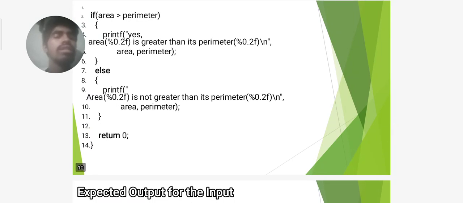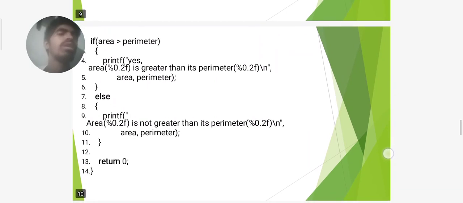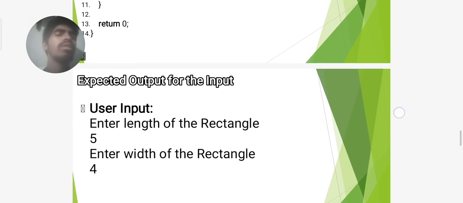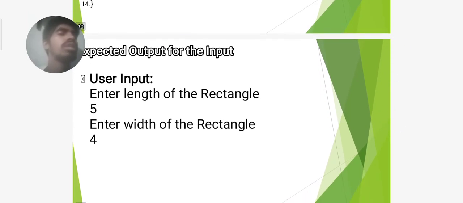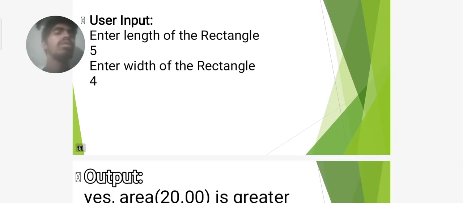Lastly, return 0. So what happens is, whether the condition is true or false, it gives the output. So we can observe the expected output for the user input. User input is nothing but inbuilt values we are giving. Enter the length of the rectangle, that is 5. Enter the width of the rectangle, 4.